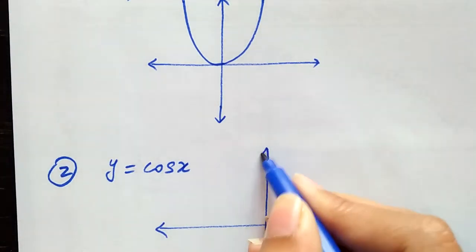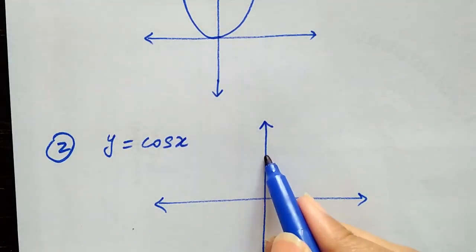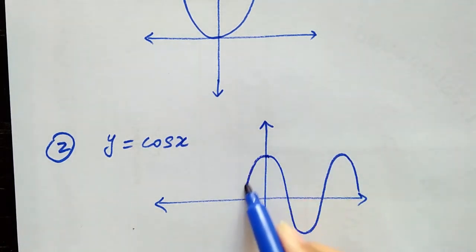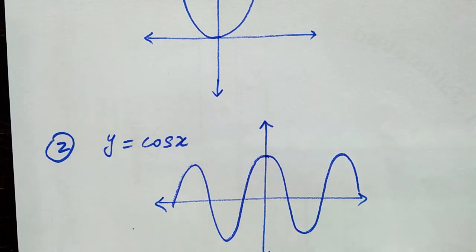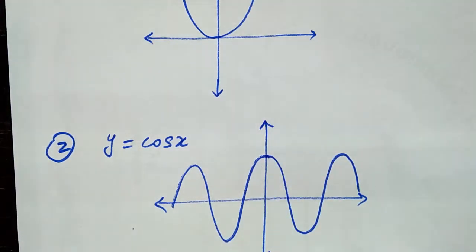Second function, y equals cos of x. Now cos of x is again an even function, so its graph will also be symmetric about the y-axis. See, same behavior around the y-axis.